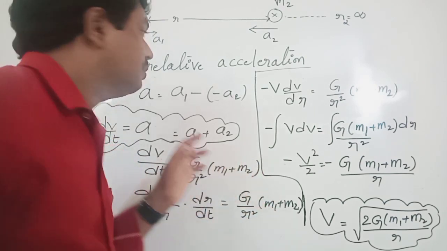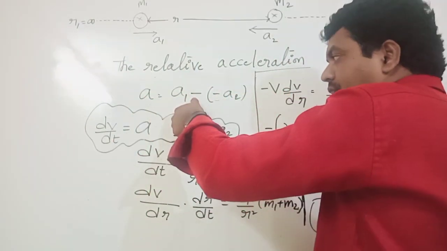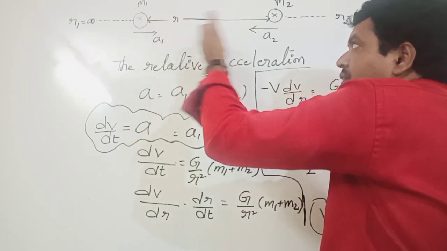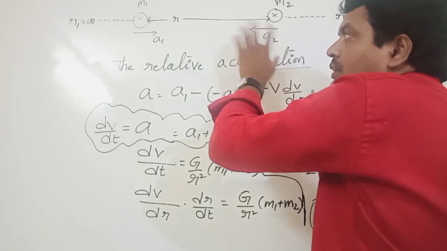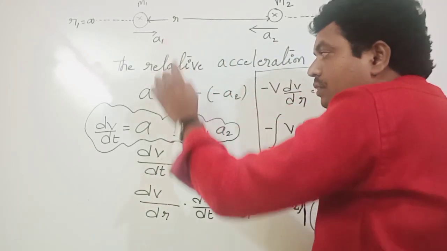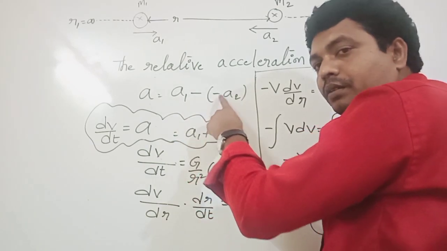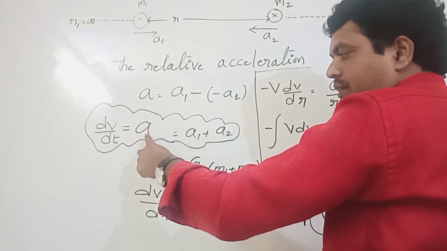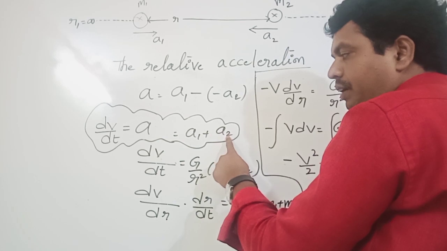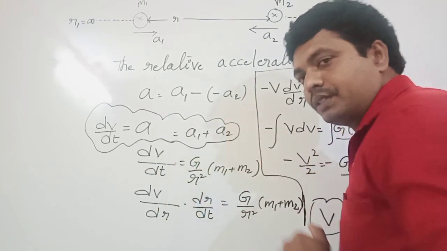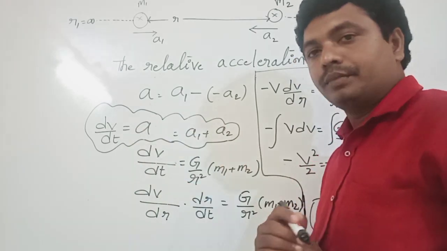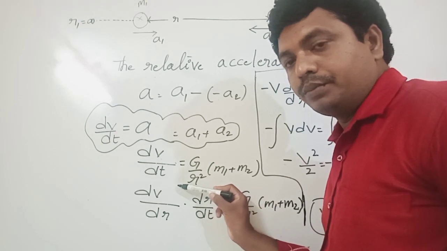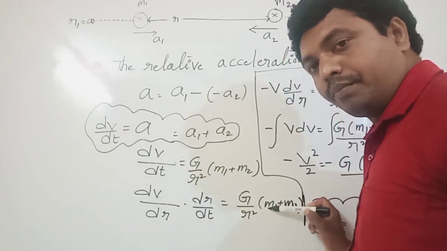Relative acceleration is a1 minus of minus a2. Why? Because one body is moving in this direction, the other body is moving in this direction. So both are moving in opposite directions. That is why a2 becomes minus of a2. Minus of minus is plus. Relative acceleration a is equal to a1 plus a2 when they are in opposite directions. According to the definition of acceleration, dv by dt, I am dividing and multiplying with dr. There is no change in this value, which is equal to G (m1 plus m2) by r square.